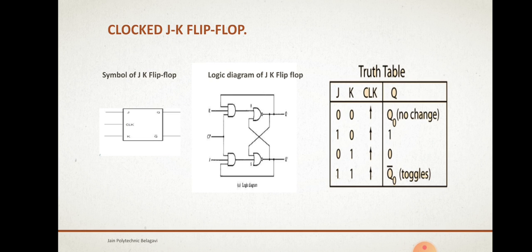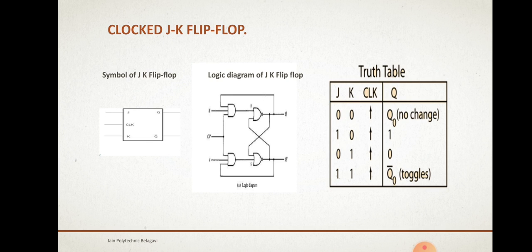When J equal to 0 and K equal to 0, the clock pulse has no effect on the output. The output of the flip-flop is the same as the previous state, so no change. The output of the respective AND gates becomes 0. Next, when J equal to 0 and K equal to 1, the output of the AND gate corresponding to J becomes 0, so S equal to 0 and R equal to 1.